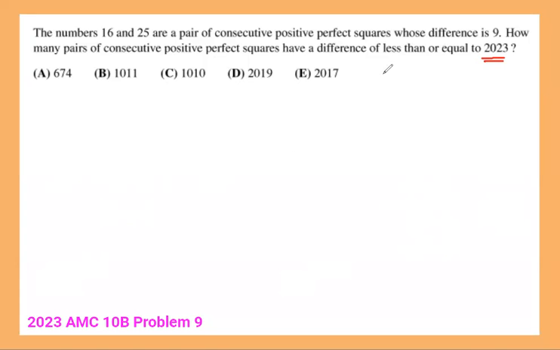Otherwise, we don't want to list every perfect square until this number. But let's see what we have. This one is 5 squared, and this one is 4 squared. So you can write 5 squared minus 4 squared, which is going to be 9. But at the same time, this is a difference of squares, which is 5 minus 4 times 5 plus 4. I think in the 10A, we had a question as well using the difference of squares. So that is going to be 1 times 9, which is 9.